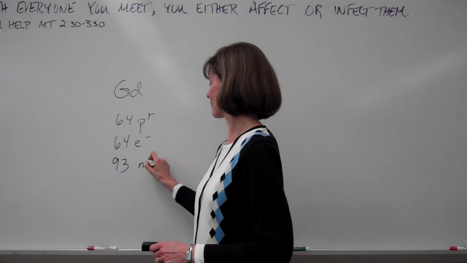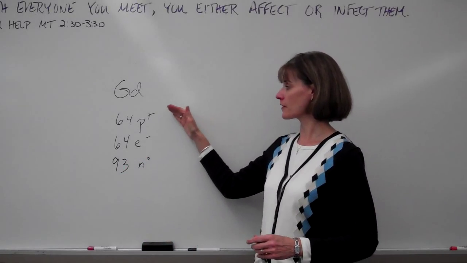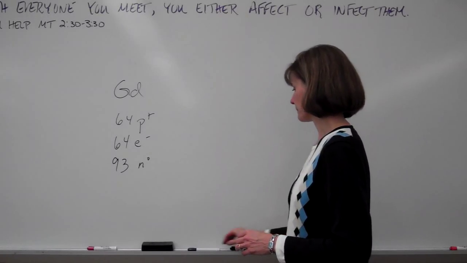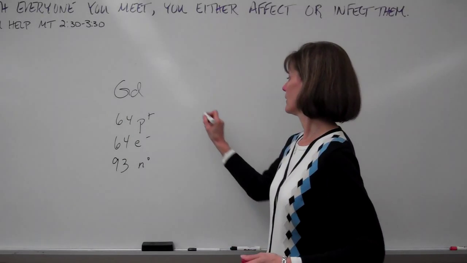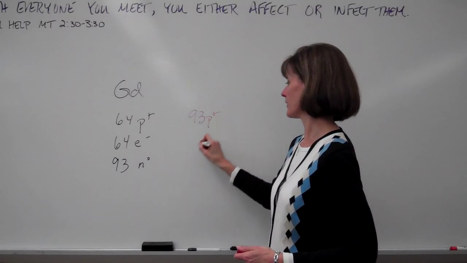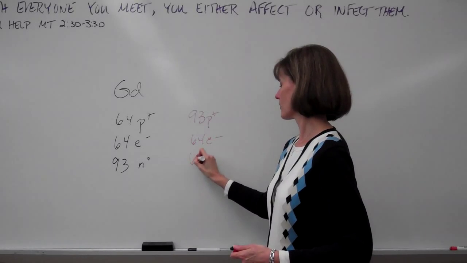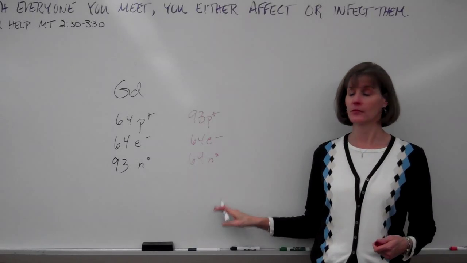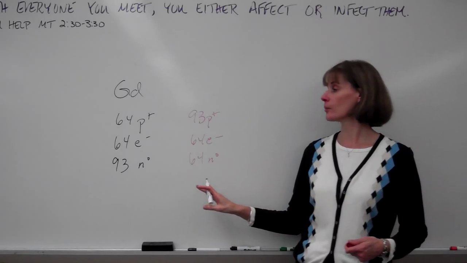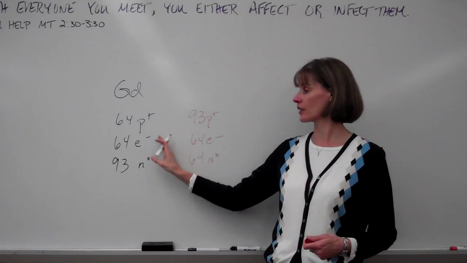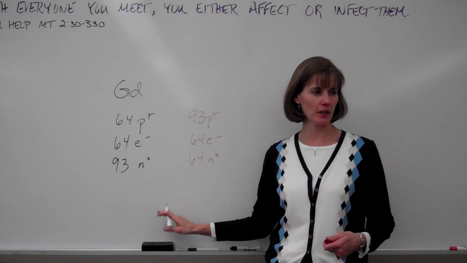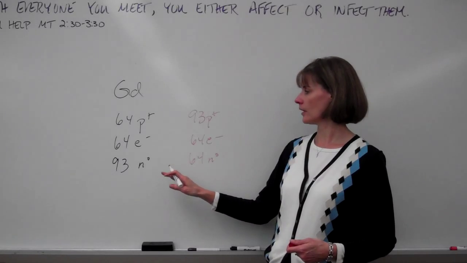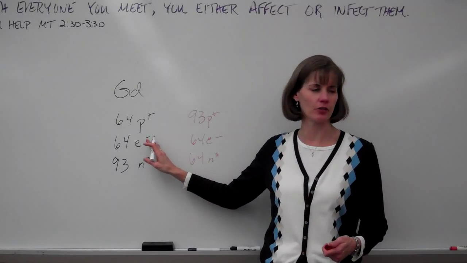93? Okay. So answer choices would look something like this. A wrong answer choice would be 93 protons, 64 electrons, 64 neutrons. Why is that incorrect? Because they switched the number of protons. Or a wrong answer choice might give everything is 64, or everything is 93. Or make the protons and neutrons the same and the electrons different.